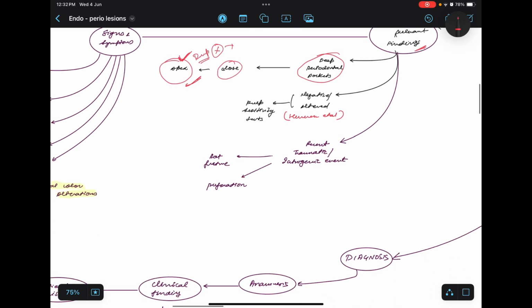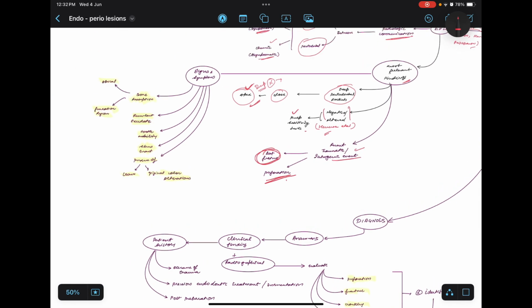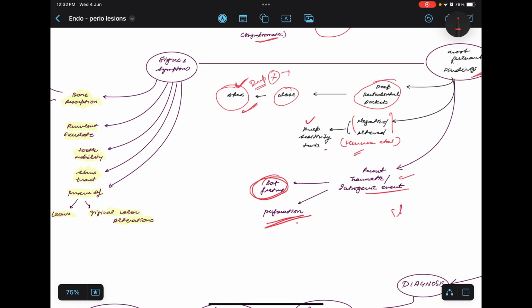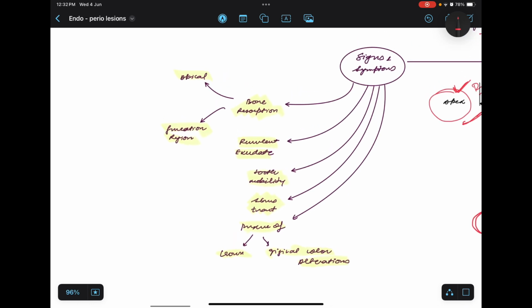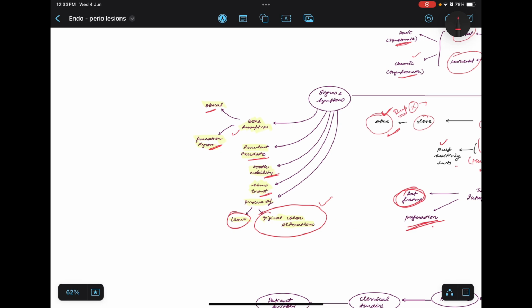Now, with respect to the pulp, you also see a negative or altered sensitivity test. Then there can also be some recent trauma or iatrogenic event which may lead to root fracture or perforation. So these are very common or relevant findings. When you take the patient's history, they might reveal either of these things. Coming to signs and symptoms, mostly you see bone resorption, could be apical or in the furcation region depending on the tooth. Then there is purulent exudate because of infection, tooth mobility, sinus tract, presence of a crown, or gingival color alterations. So these are also seen.